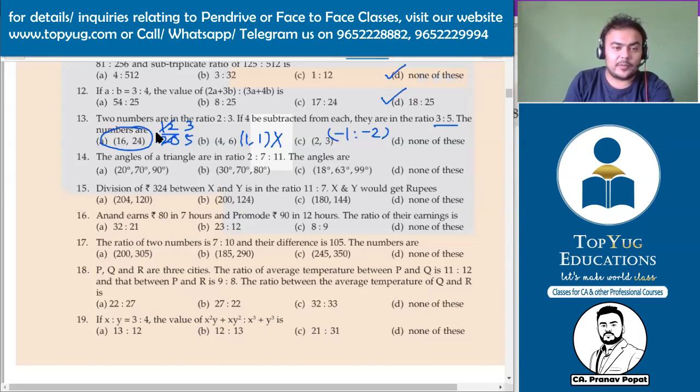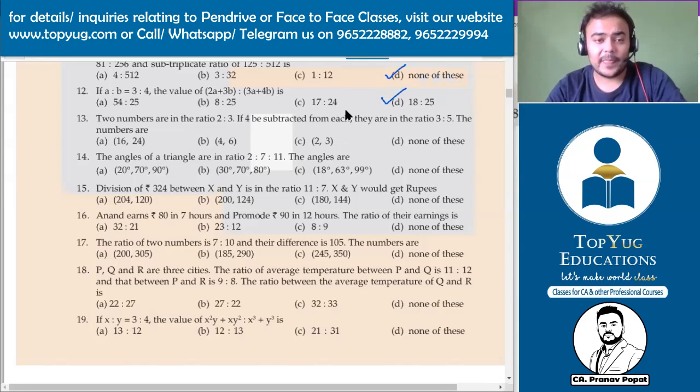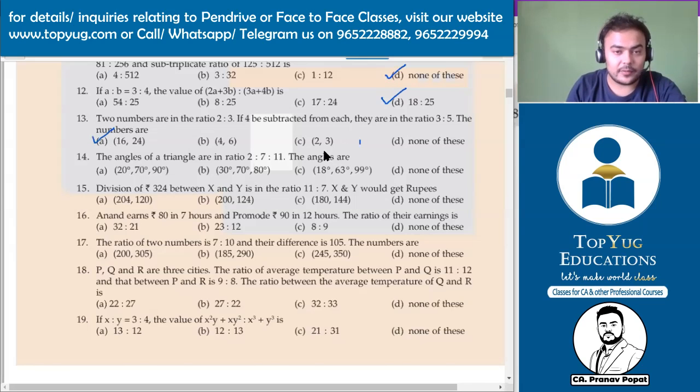So some of the questions can be done by option, and we need to understand that if any question can be done by option, we should do it by that only, because we have the scarcity of time. When I take your test number 1, you will realize that time management is very essential in our subject. So the right answer is 16 by 24.